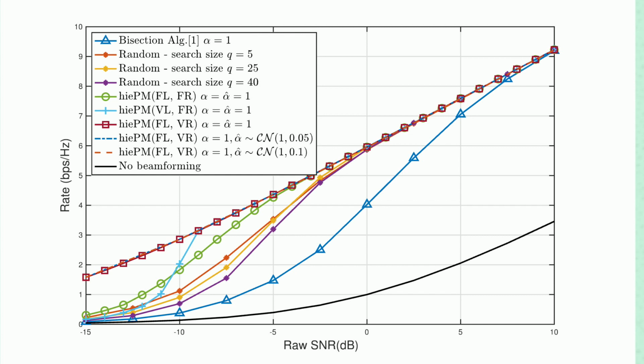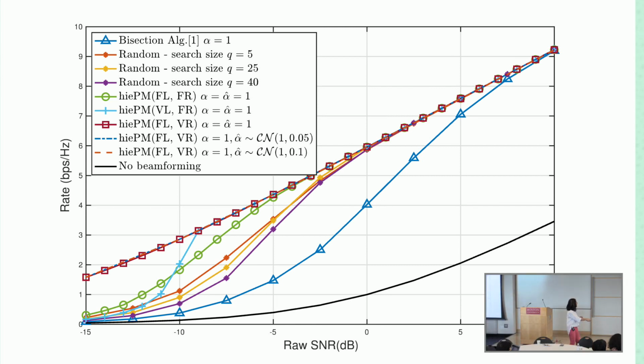This is the rate, bits per second per hertz, as a function of raw SNR. This is the communication rate. You spend 2 milliseconds, you find the right angle, and then you communicate. And again, this is if you have no beam forming. If you just, basically omni, it's pretty useless. With SNR up to 10, you still can only do 3 bits or 3.5 bits.